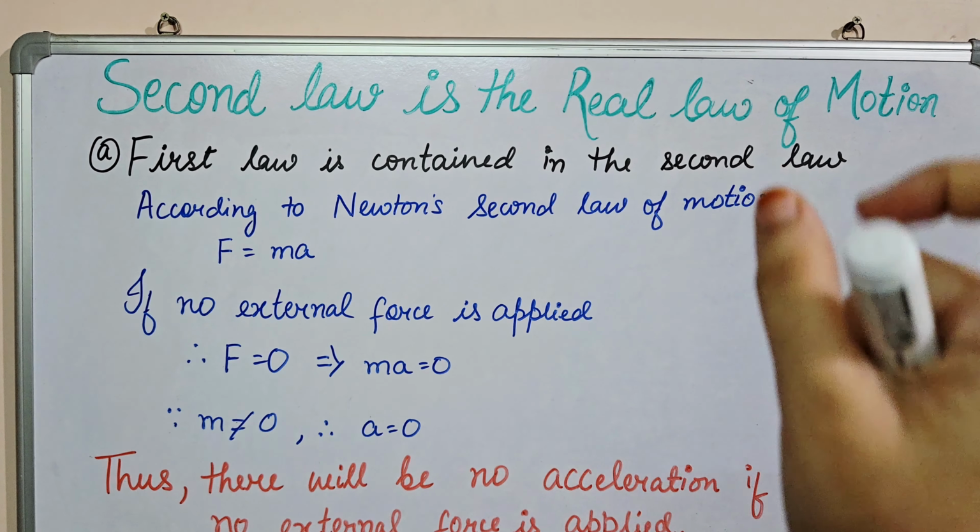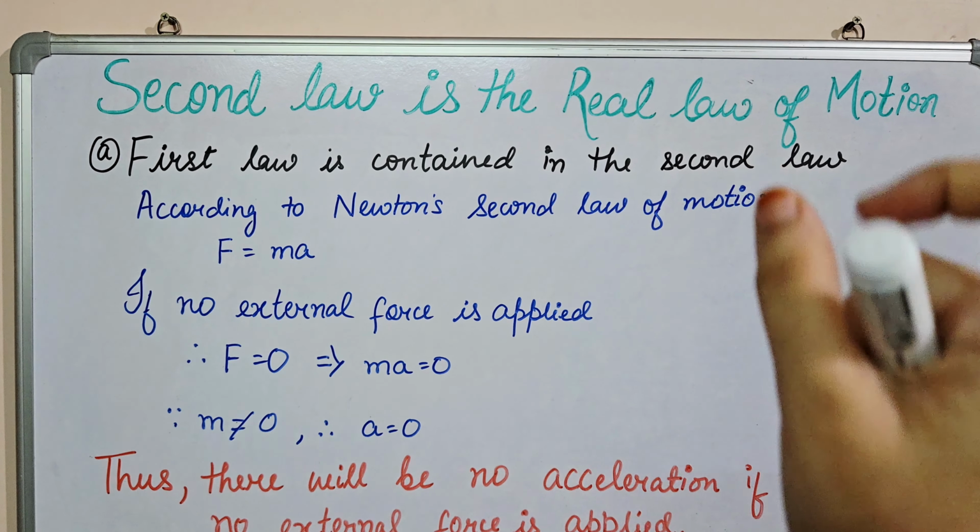And students, I assume that you all must be knowing that m, that is mass, can never be 0. So what else can be 0? Acceleration. So from all this, we conclude that there will be no acceleration if no external force is applied. Meaning if F is equal to 0, then a will also be equal to 0. I hope all this is clear to you.